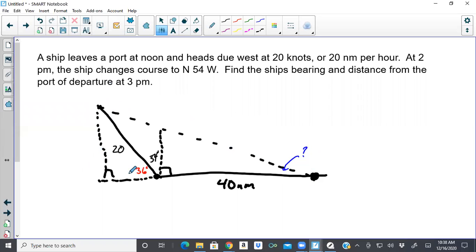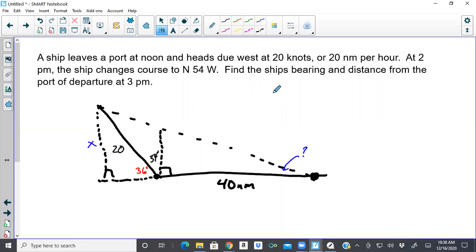Right here, I know that I have an angle and I have a side. Basically, I just have to figure out the rest of this triangle. If I can figure out the rest of this triangle, then I can come up with this distance here, and I can figure out lots of stuff. So I'm going to pay attention to this triangle on the left side right here, and I want to find this distance.